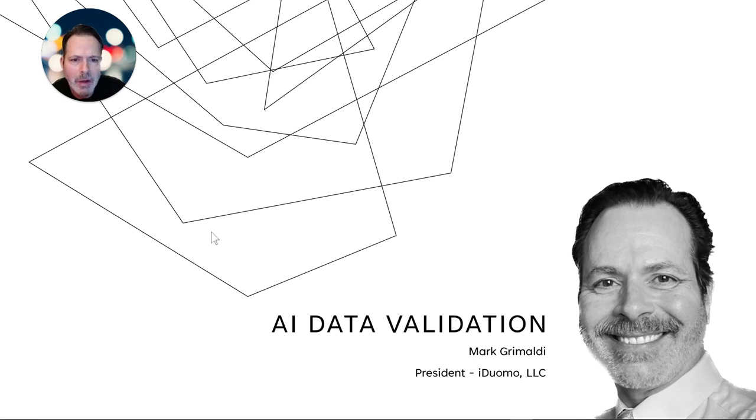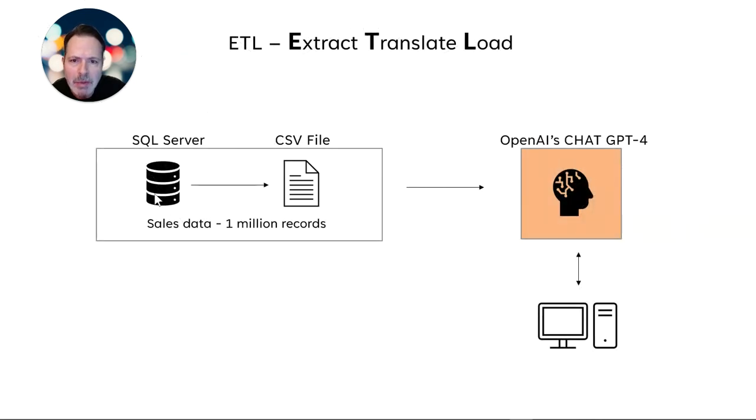Let me show you what my architecture is here. So I'm doing a project where I'm exporting data from a data warehouse into CSV files. So those files are available for users to chat with using their AI tool. In this case, it's OpenAI's ChatGPT-4.